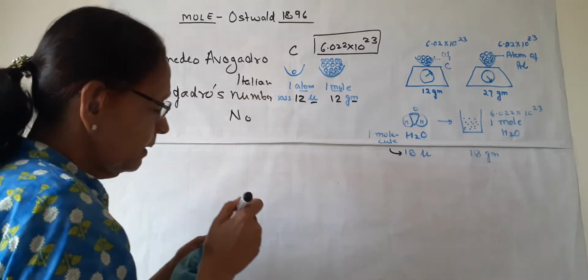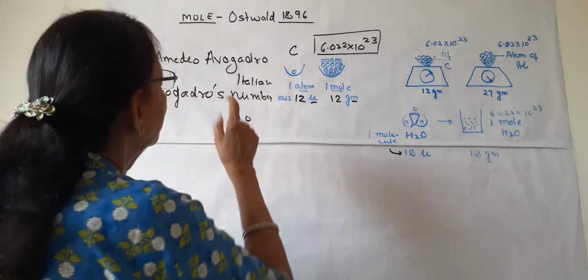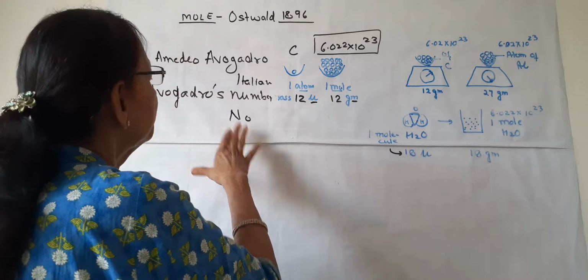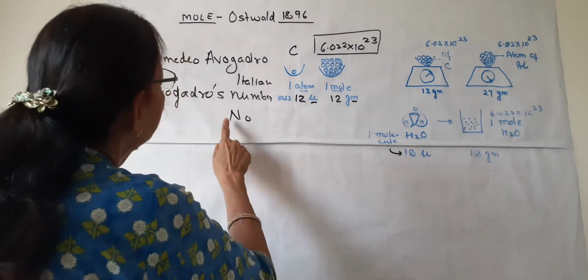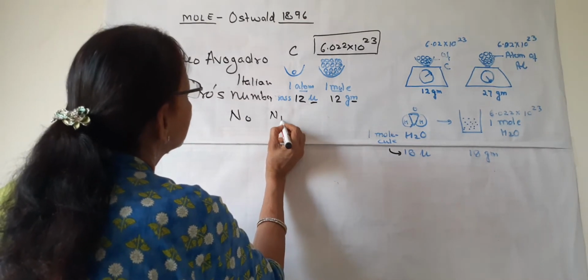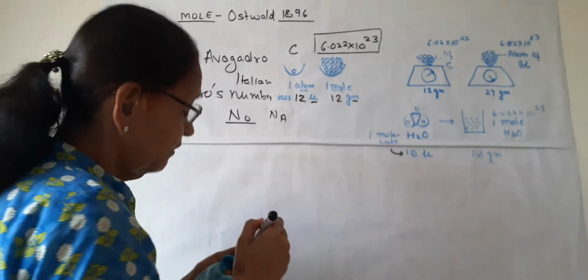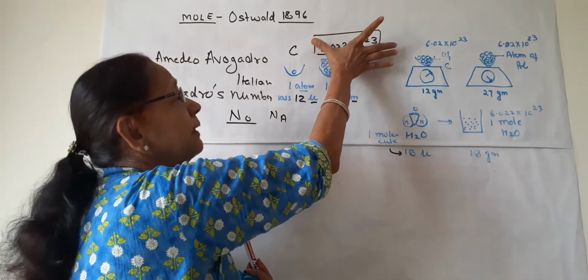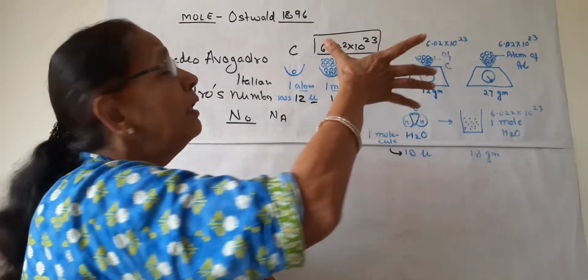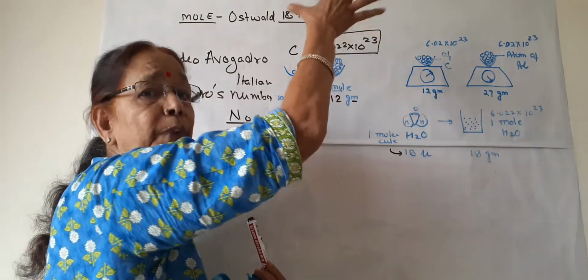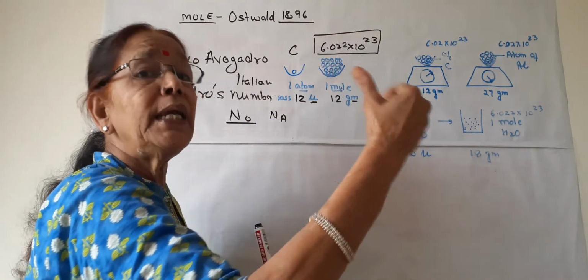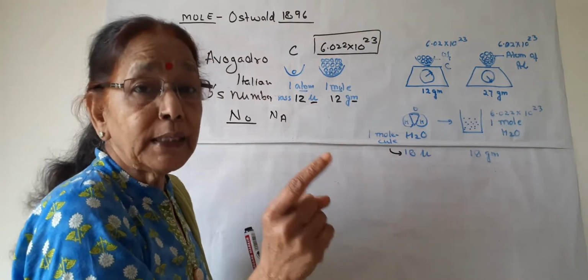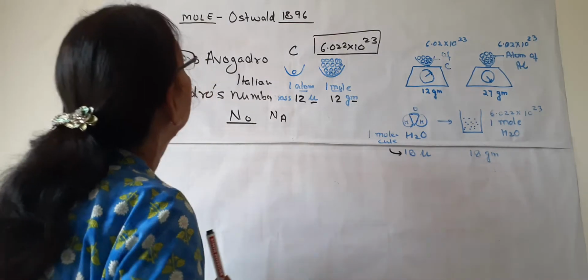So this number is Avogadro's number. Sometimes it is also known as Avogadro's constant. There is a very mild difference between number and constant, and we are concerned with Avogadro's number only. So this is the number, and we can have the mass of so many particles. This number is only a number, so there is no unit for it. It is unitless.